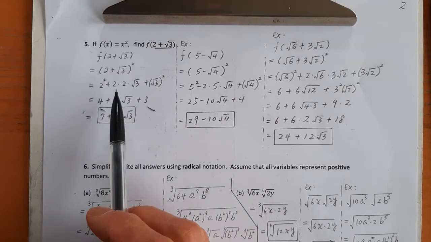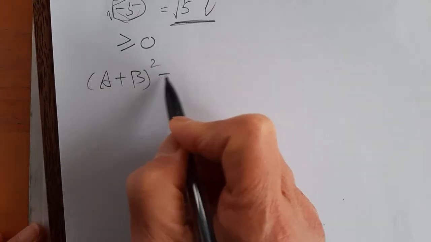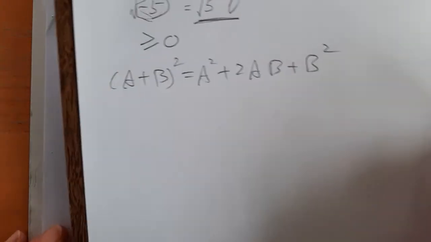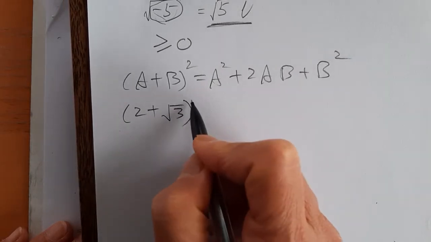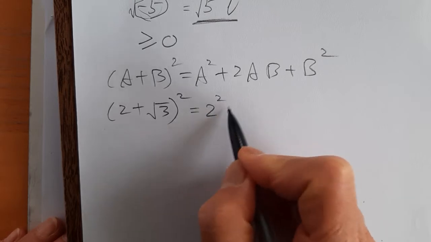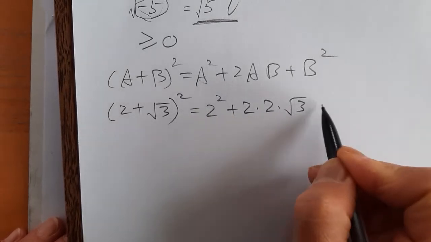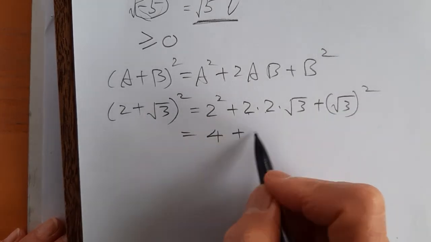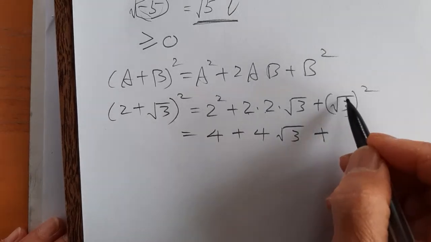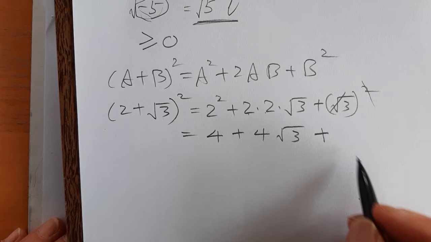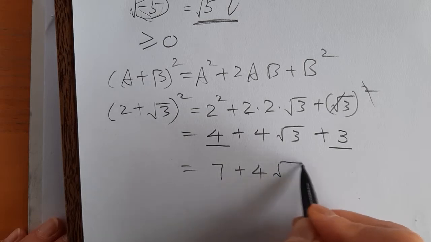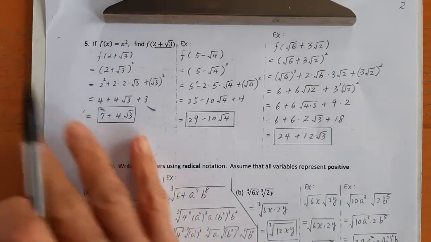Since it is squared, you can use the product rule. The product rule is a plus b quantity squared equals a squared plus 2ab plus b squared. In this question, a is 2 and b is the square root of 3. You square it: 2 squared is 4, plus 2 times 2 times the square root of 3 is 4 square root of 3, plus the square root of 3 squared, which is just 3. And 4 add 3 gets 7 plus 4 square root of 3.